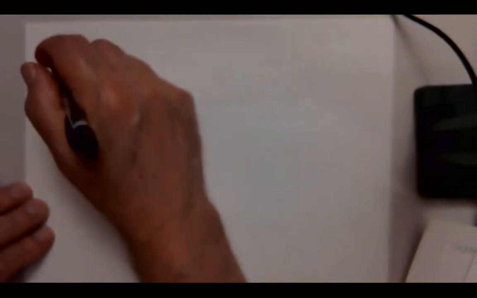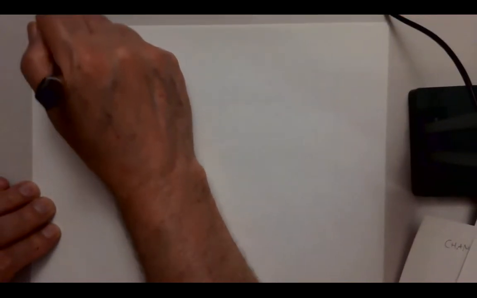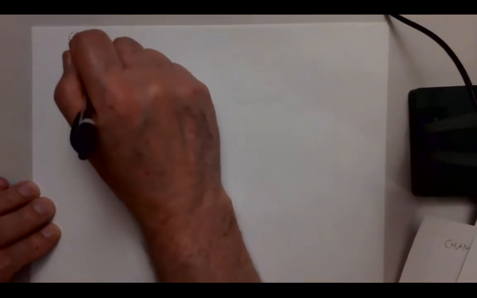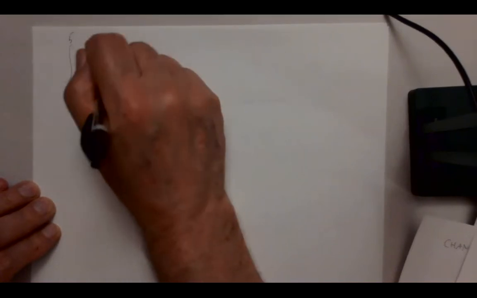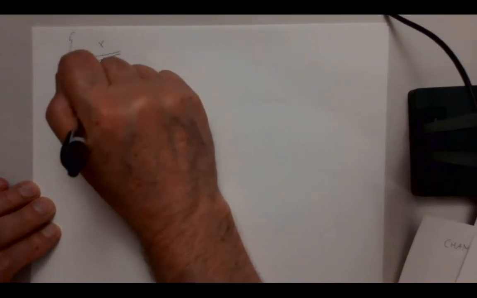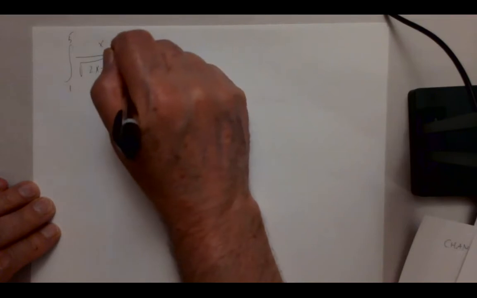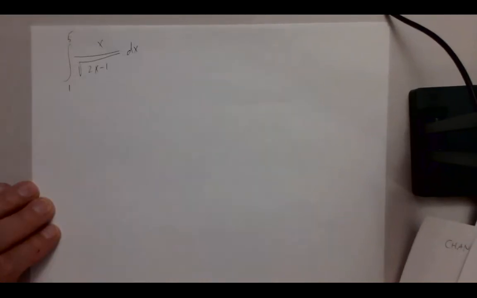Let's do one more. So in the book, this is example 9. The integral from 1 to 5 of x over the square root of 2x minus 1 dx.